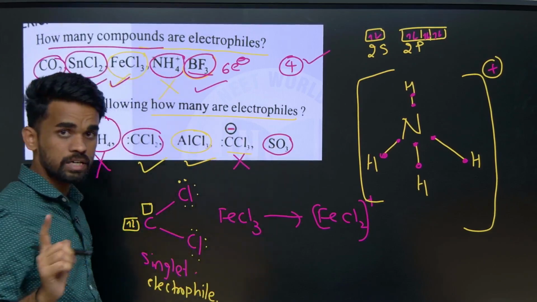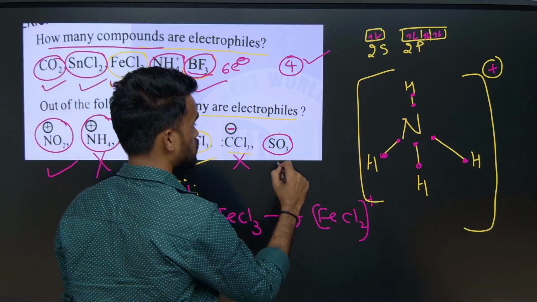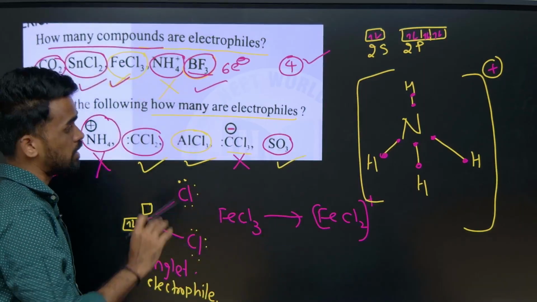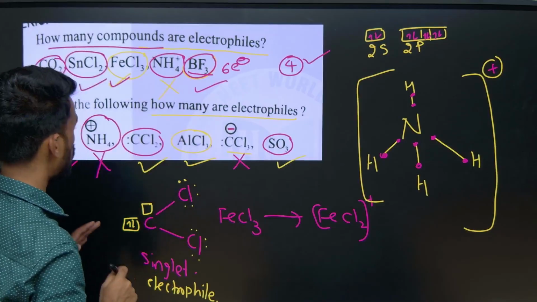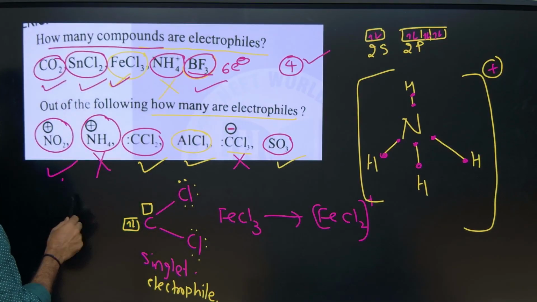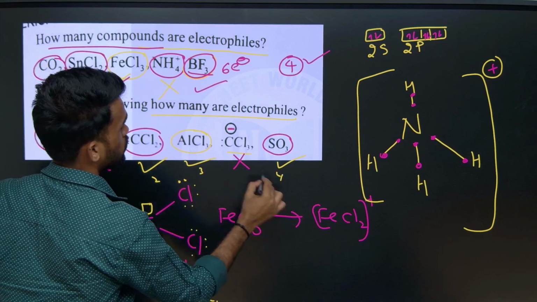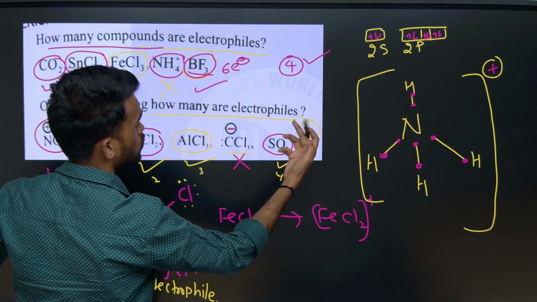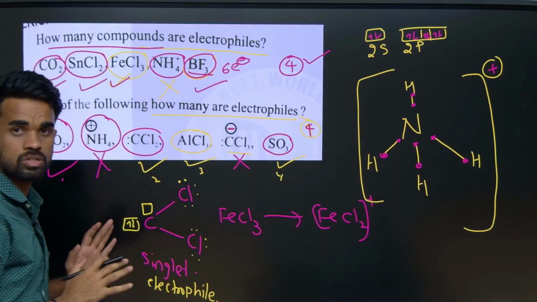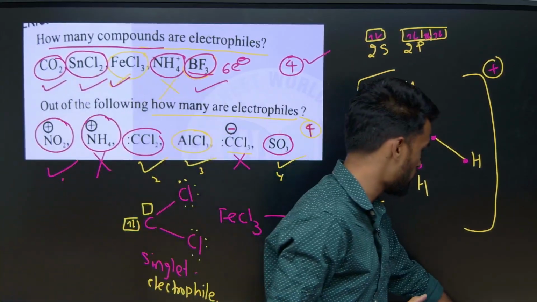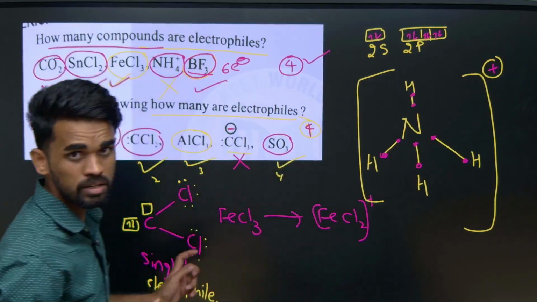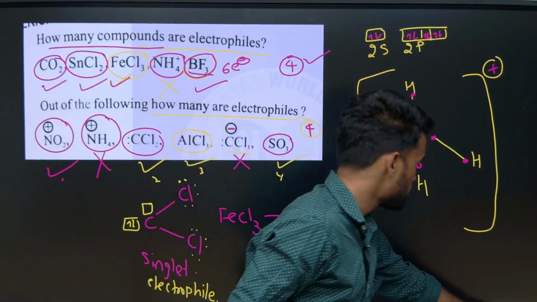SO3, I have written it and I told you that this is also an electrophile. I explained that particular example also, right? So how many of them are electrophiles? 1, 2, 3, 4. So the answer here is also 4 only. I hope it is clear how to solve this kind of questions. If you have any confusions or doubts here, you can ask me in the comment box.